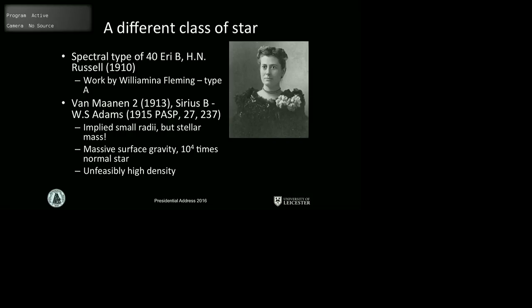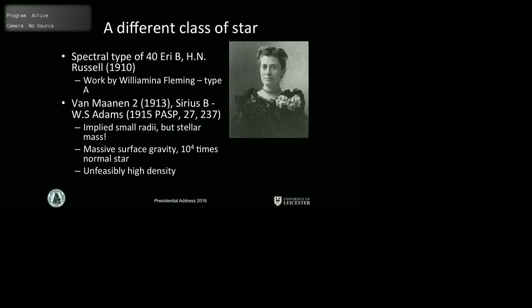The easiest star to observe at the time was actually an A-type star, according to the spectral classification scheme that was operated at the time. Now, subsequently, other white dwarfs were discovered. A well-known one is Van Maanen II, identified in 1913, which is an isolated white dwarf. And in 1915, Adams published a first attempt to get a spectrum of Sirius B in the publications of the Astronomical Society of the Pacific.